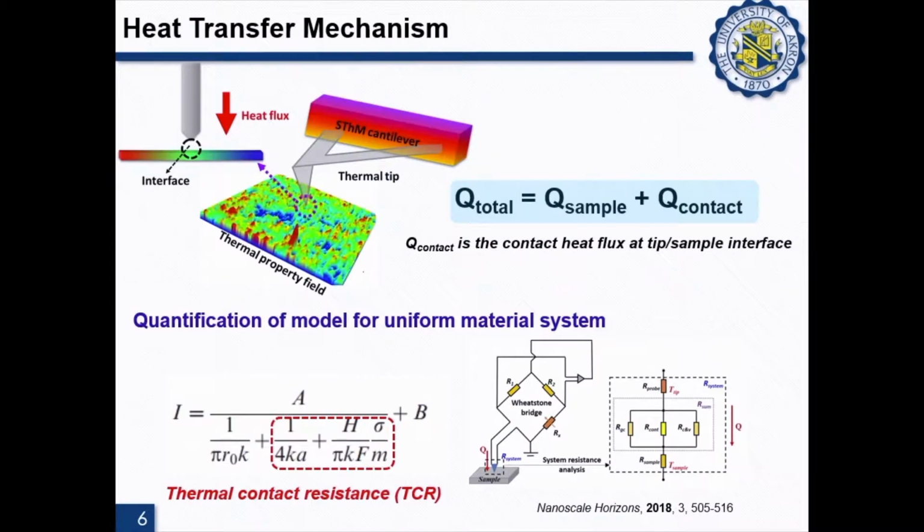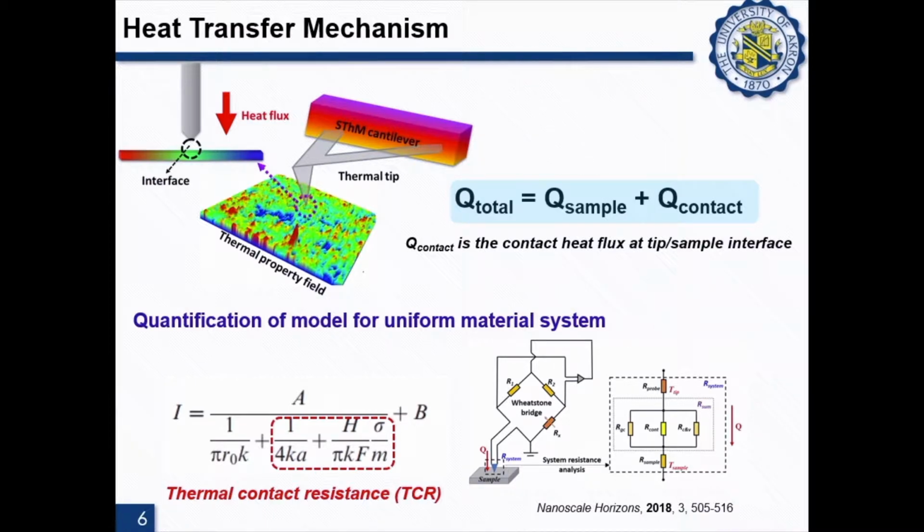People's general understanding about the artifact starts from the heat transfer mechanism. This scheme shows the contact situation between the thermal tip and the sample surface, and the expression shows the total heat input is equal to the heat flux of the sample plus the heat flux of the contact area. The heat flux of the contact area is defined as Q contact, which is the major cause of the artifact. This is people's understanding.